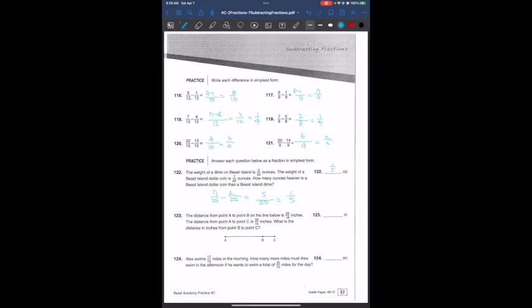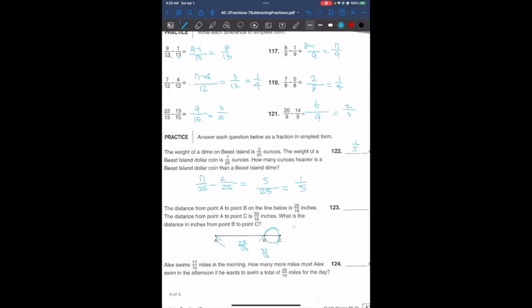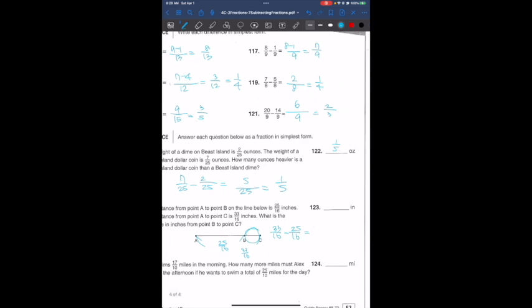Now for problem 123, we have the distance from point A to point B on the line below is 25 over 16 inches. From A to C is 33 over 16 inches. And so to find the distance from B to C, we're going to subtract 25 over 16 from 33 over 16. And so that's going to give us 33 minus 25 over 16, which is going to be 8 over 16, which is 1/2 inch.